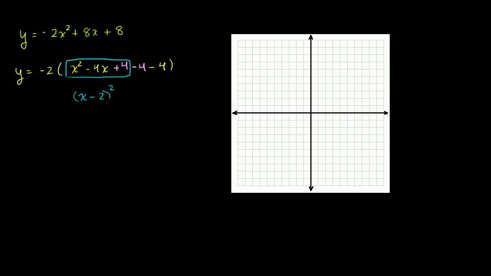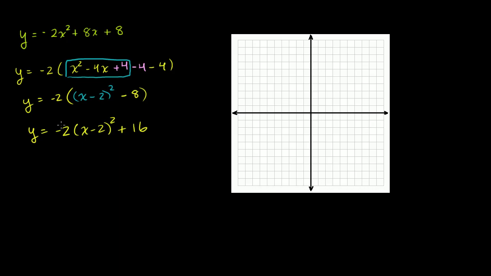And then you have this -2 out front, multiplying everything. And then you have a -4 minus 4, which is -8. Just like that. So you have y is equal to -2 times this entire thing. And now we can multiply out the -2 again. So we can distribute it. Y is equal to -2 times x minus 2 squared. And the -2 times -8 is plus 16.